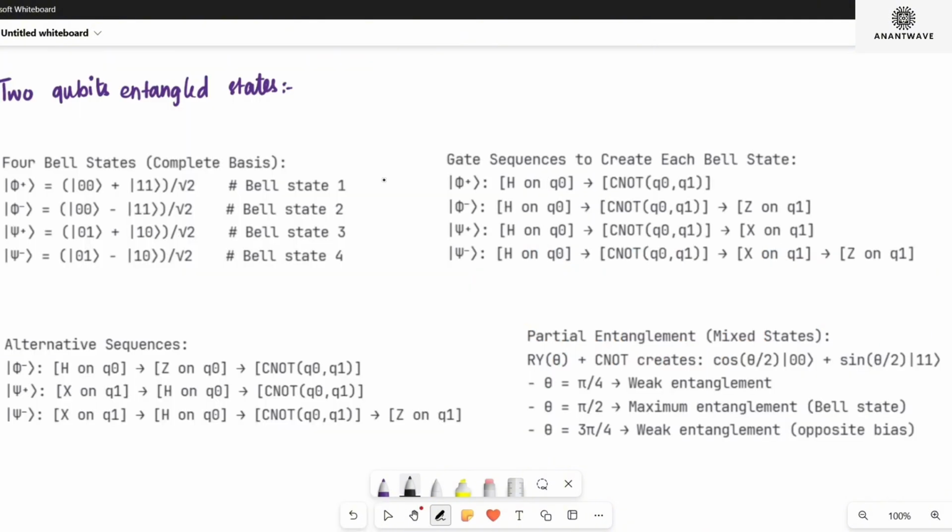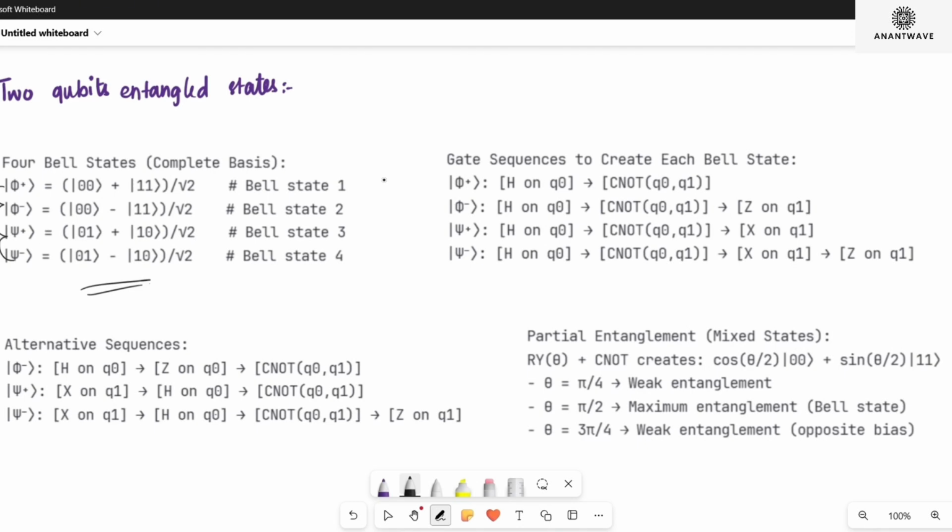Now let's discuss two-qubit entangled states. Bell states are four maximally entangled two-qubit states that form a complete orthonormal basis. These states are central in quantum communication and teleportation. These are the states and their respective formulas. They represent perfect quantum correlations. If one qubit is measured, the state of the other is instantly determined.